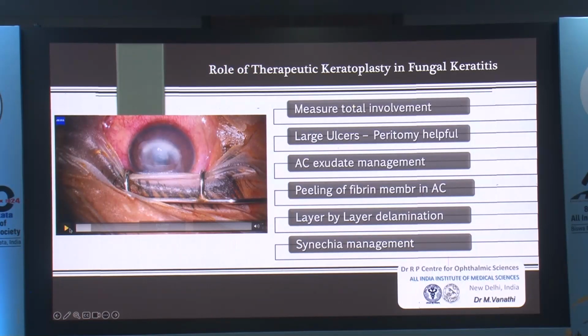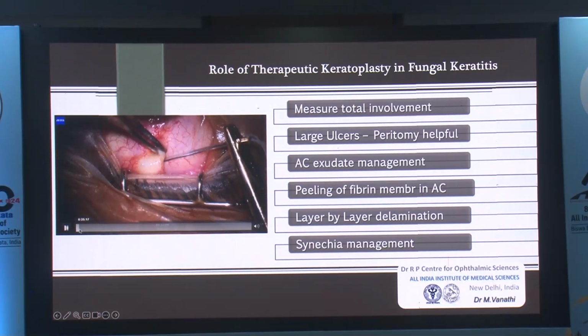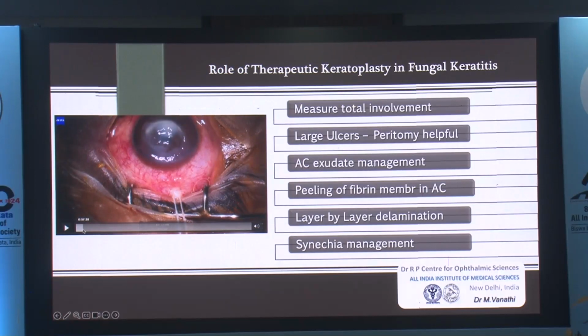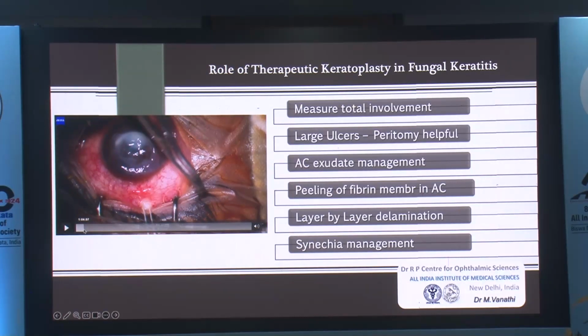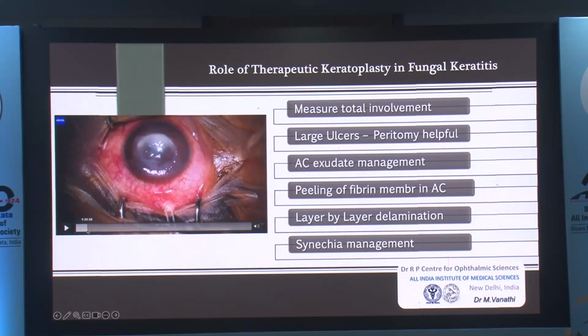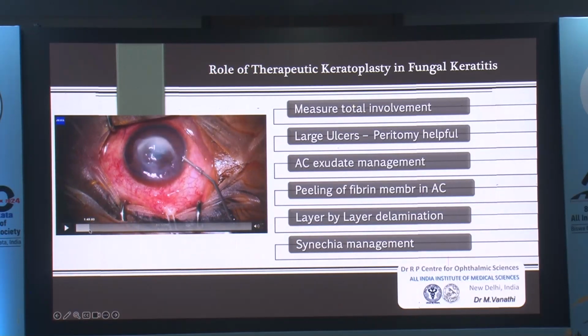So here you could see this is a case where the central cornea has become very necrotic. It is already thinned out and it is perforated in the central region here. It's a flat anterior chamber which you are having in the beginning.